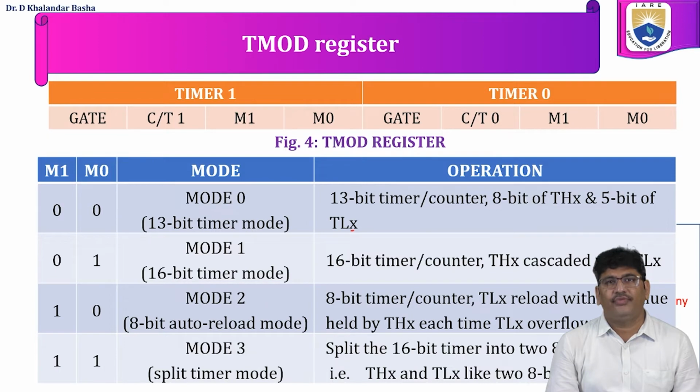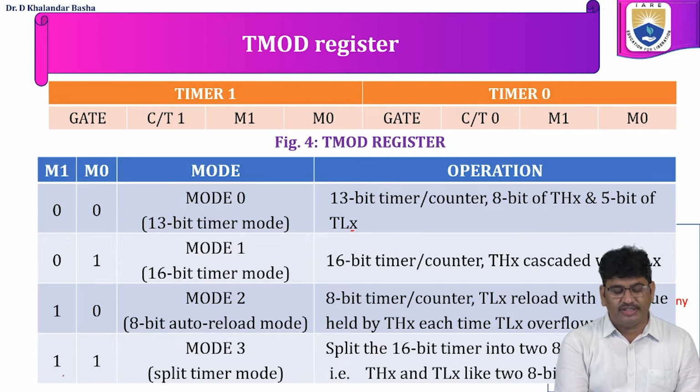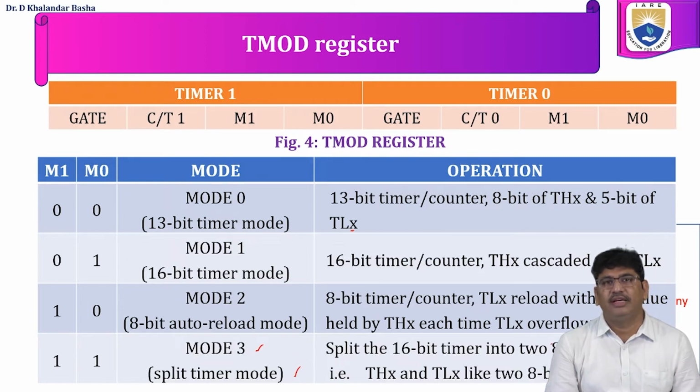Next, if we configure the M1, M0 bits as 11, then the mode of operation is mode 3, which is split timer mode. In this split timer mode, the 16-bit timer is divided into two 8-bit timers, that is THX and TLX, which act as separate 8-bit timers.